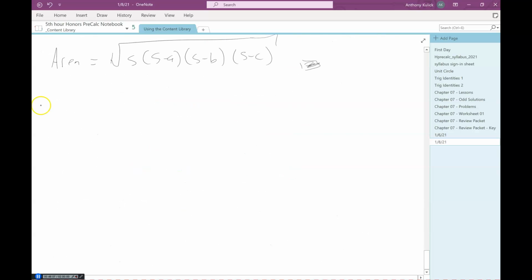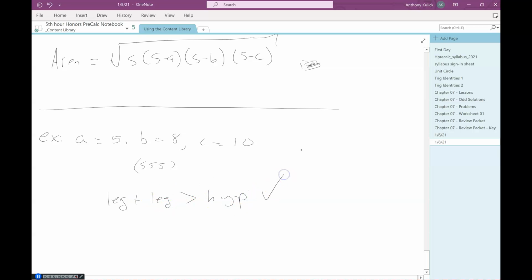Okay. Let's just do one example using Heron's formula, and then we'll be done for today. Sound good to you guys? So let's say we have the triangle with side lengths 5, 8, and 10. Again, this is a side-side-side situation, so before we proceed, got to make sure that the sum of the legs is greater than the hypotenuse, or else you'd say no triangle possible.